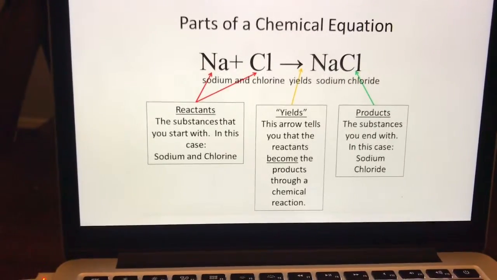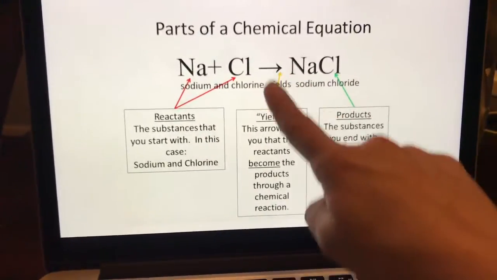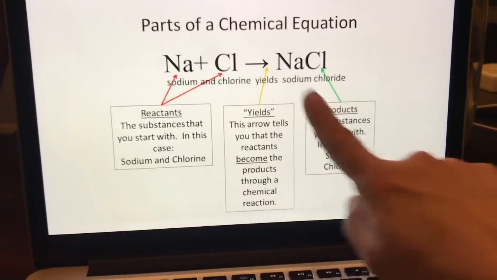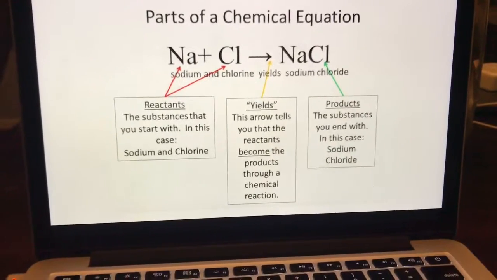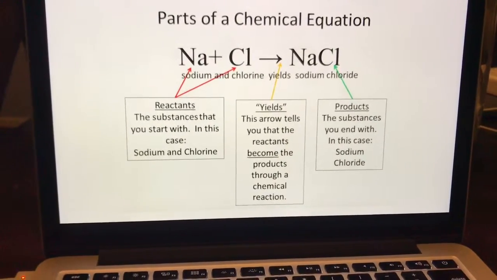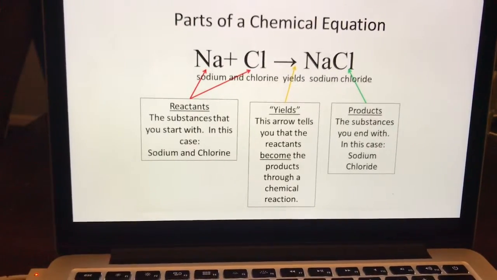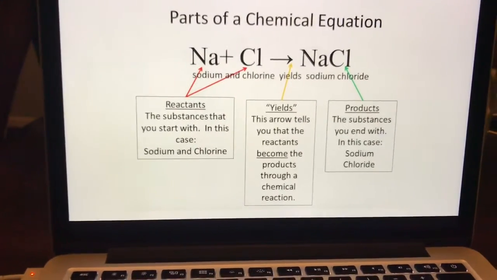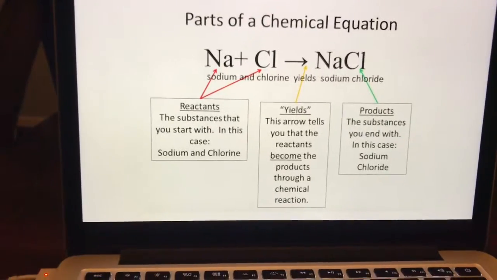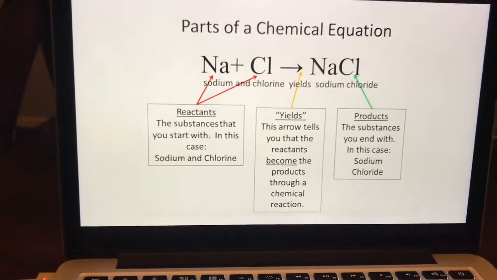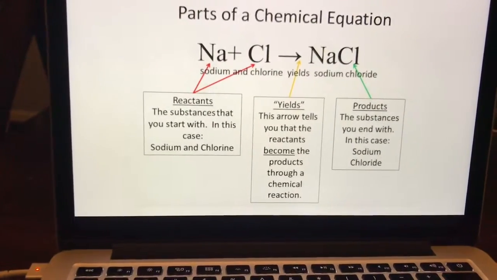So the parts of our chemical equation, again, anything to the left of our arrow is called reactants. Anything to the right is called products. The arrow, when you read it, you say yields. And that's the reactants becoming the products through that chemical reaction. So sodium and chlorine yields sodium chloride.